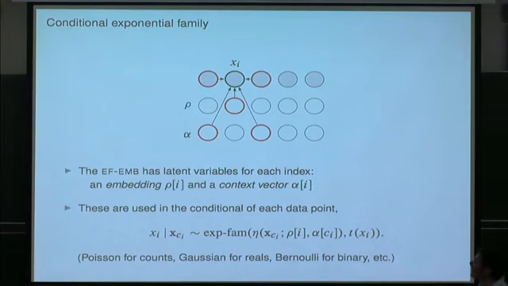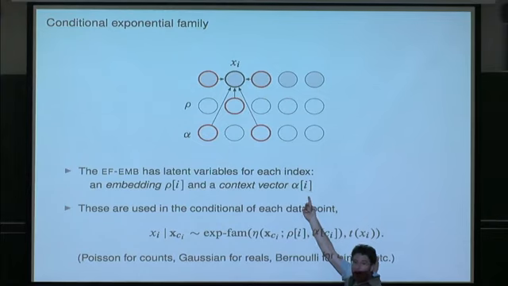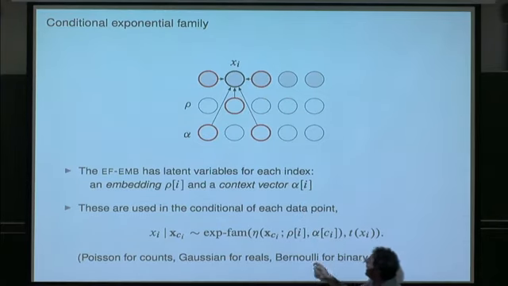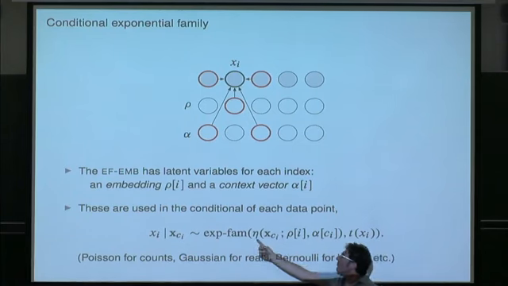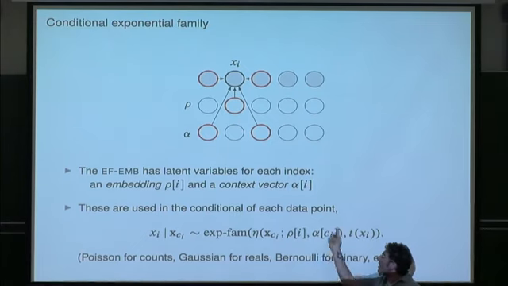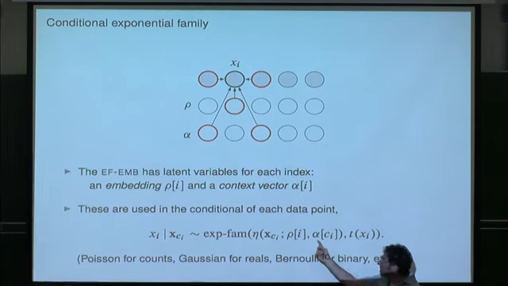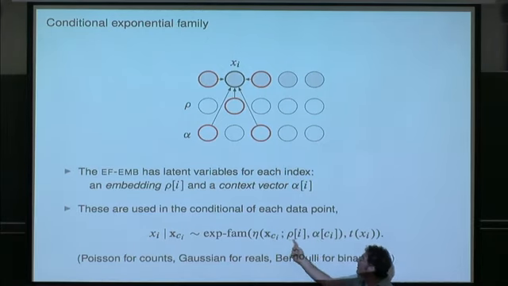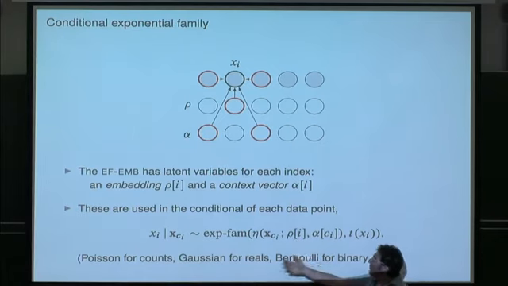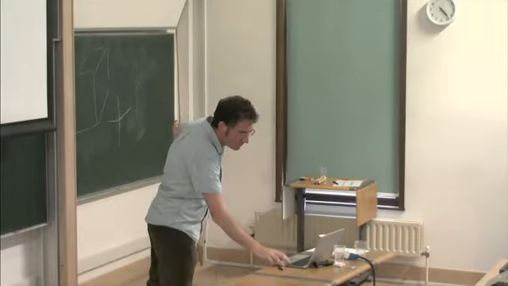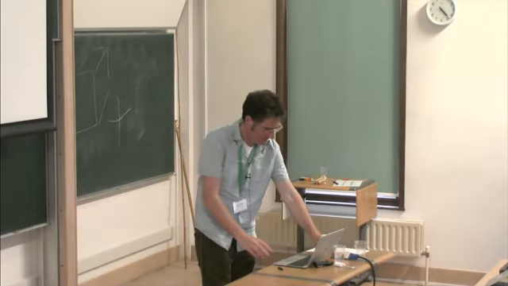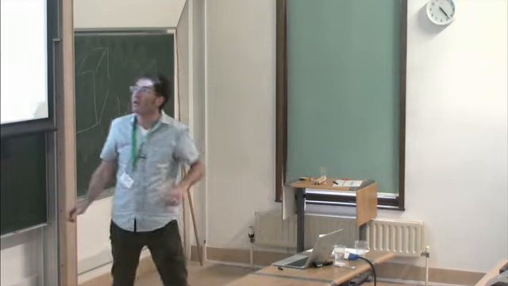Okay, the second piece is clearly a conditional exponential family. We have rho and alpha. They're indexed by i, by the index of the data, and they are used in the conditional of each data point. And here's our general notation, where we have a natural parameter that's a function of the context data, the context vectors for the context data, and the embedding for the data that is being modeled. And this can be any exponential family. If you have count data, it's Poisson. Gaussian for reals, Bernoulli for binary, etc.